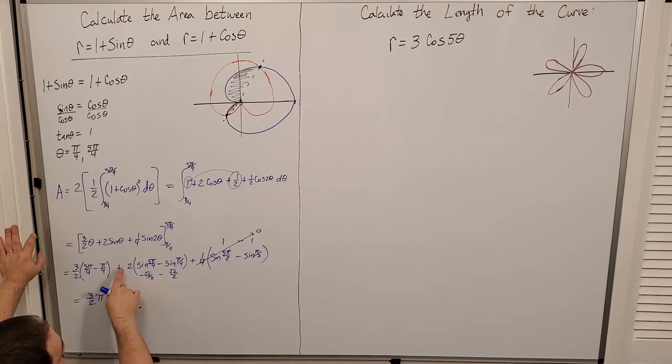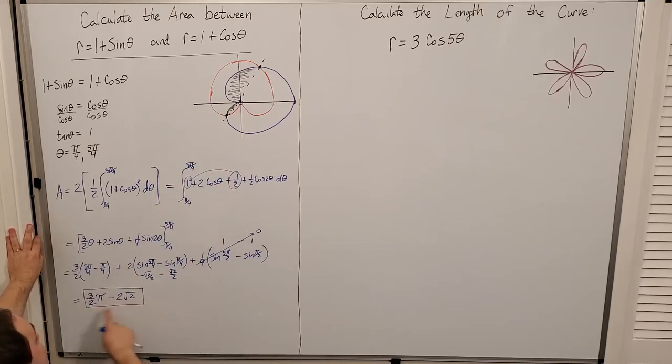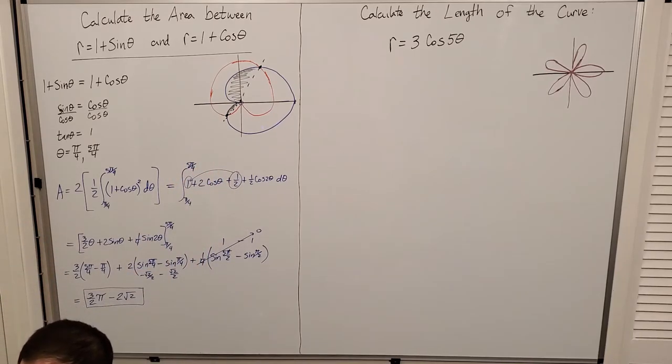Negative. But then times 2. So minus 2 square root of 2. And this is the actual area that is in between those two. Remember, I went ahead and doubled it, so that's actually the full area. What I have written right here is the full area.